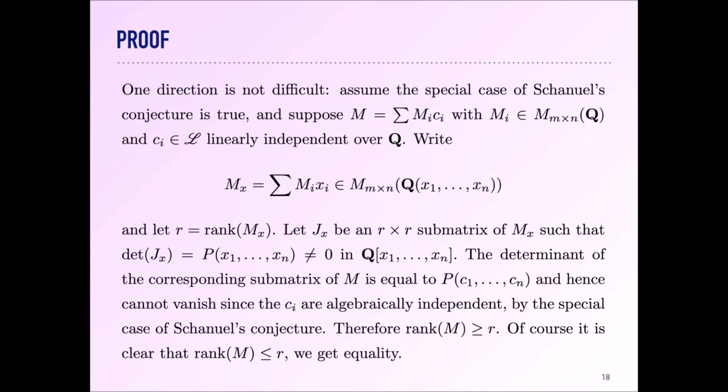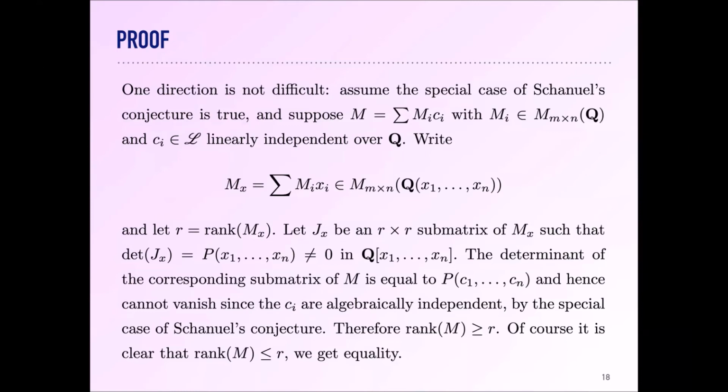So one direction is not difficult. So maybe one direction of that equivalence is okay right here. But the hard direction is we need the full structural one. Okay, so assume the special case of Schanuel's conjecture is true, and suppose that we have a matrix. You write your matrix as a linear combination, sum of Mi Ci, where the Mi's are matrices over Q, and the Ci's are linearly independent elements of L. So right now I'm just doing the case of L, not L plus Q. I said a slightly stronger version was true, but I'm just dealing with L here.